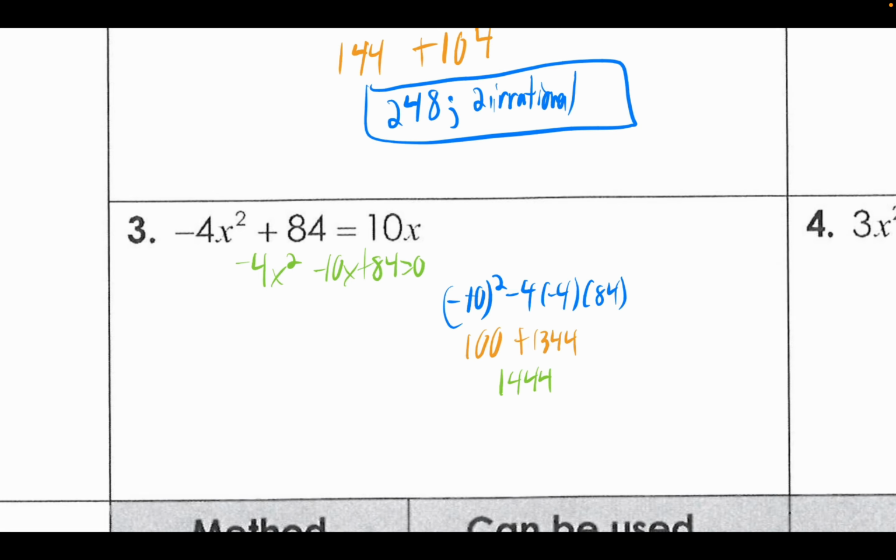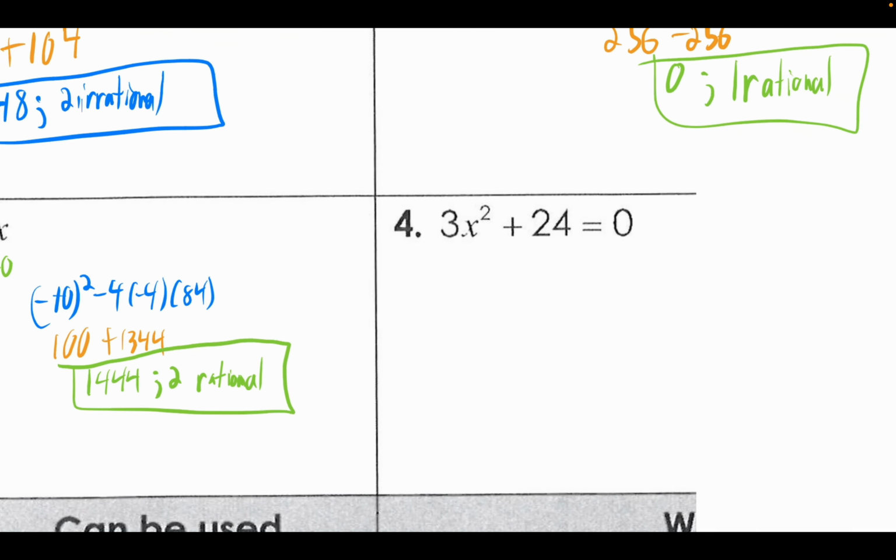And we're like, okay, well, it's positive, so we have two roots, but are we going to have two rational or irrational? Is 1,444 a perfect square or not? Well, you can just try taking the square root of it to note that it is, in fact, a perfect square. The square root of 1,444 is 38. And so these are going to be rational roots. And that's not one I have memorized myself.